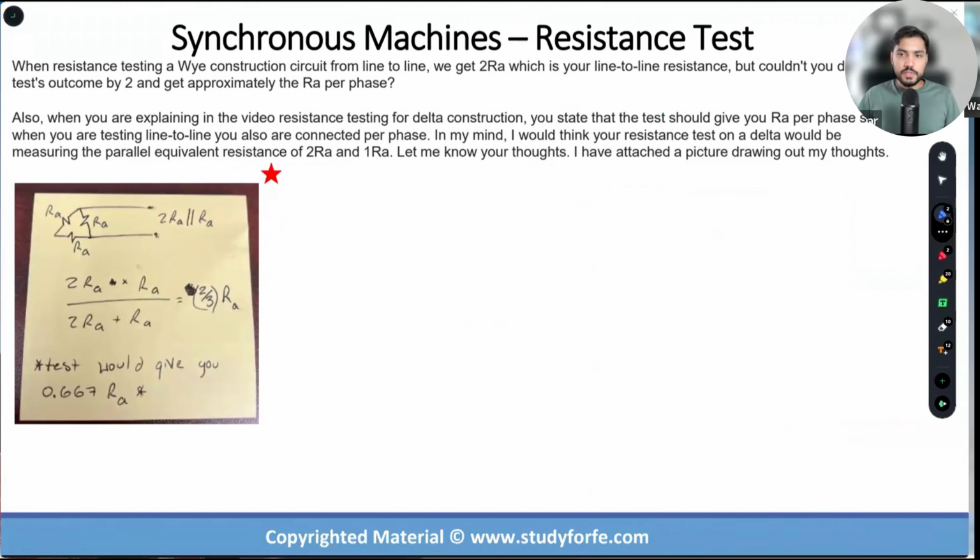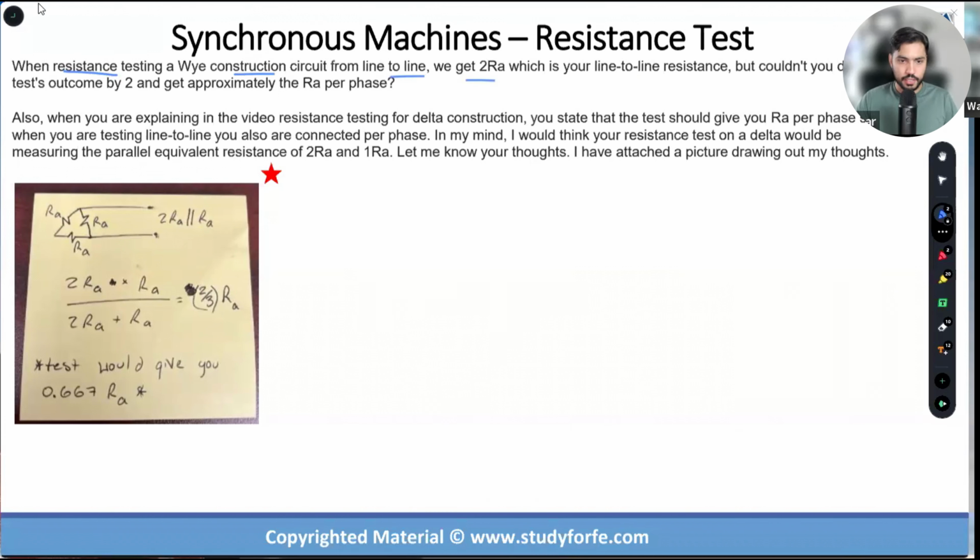So this is a question from Synchronous Machines resistance test. Now this is an interesting question, and I can see how you are approaching it. So let's break it up. Resistance testing is being done. So Wye construction, line to line, we get 2RA.